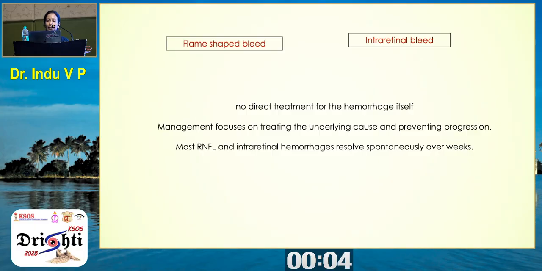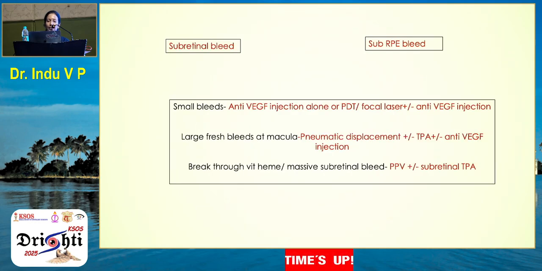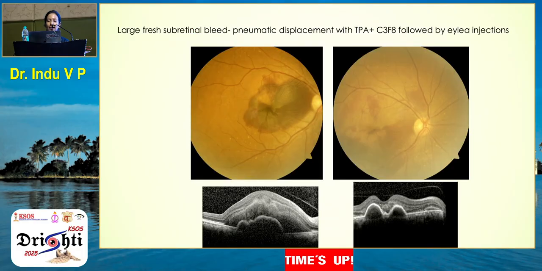For a flame-shaped and an intraretinal bleed, no direct treatment for the hemorrhage is required. It's actually the treatment of the underlying cause. For a subretinal and a sub-RPE bleed, small bleeds, you can treat with anti-VEGF injections alone, with or without focal laser or PDT. But large bleeds require pneumatic displacement because blood is toxic to the retina, with TPA followed by anti-VEGF injections. If there is a breakthrough bleed, you will require pars plana vitrectomy with subretinal TPA.